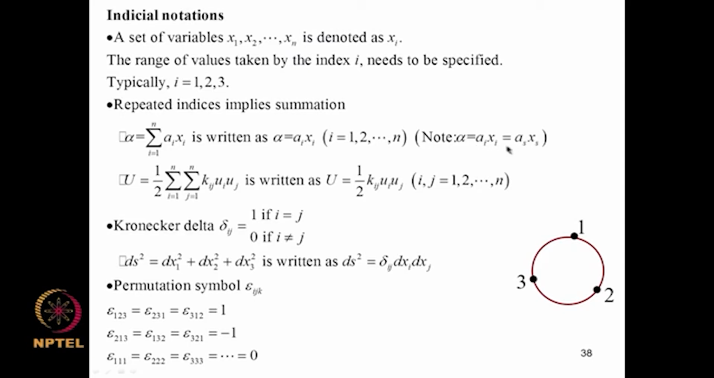See, this i is a dummy index. Instead of writing ai xi, I can write as xs. So, that i or s is not very important, it is a dummy index. Similarly, a term like this is written as half kij ui uj. You can see that i and j are repeated, therefore, a summation on i and j is implied from 1 to n.